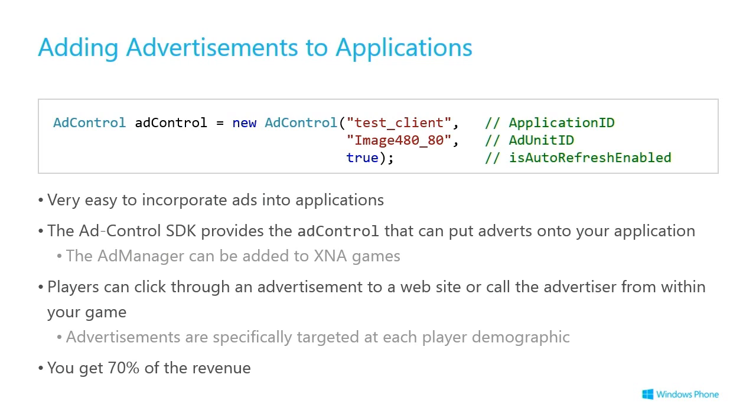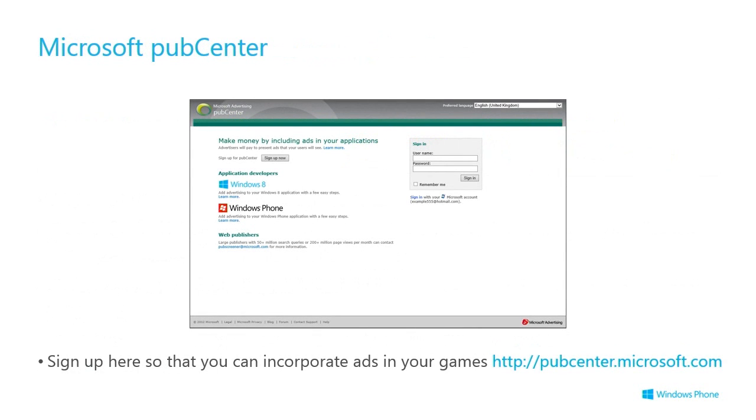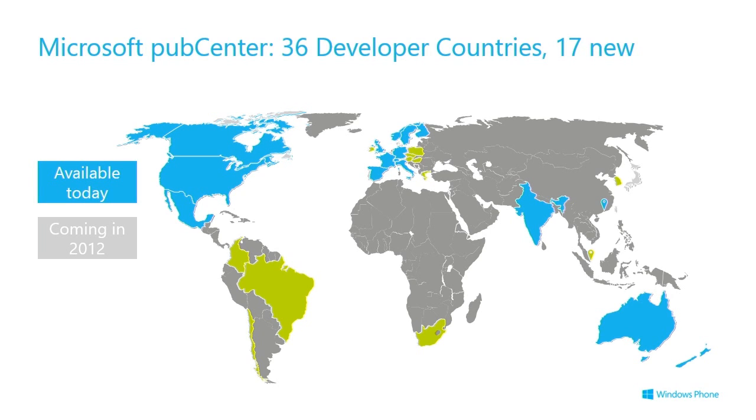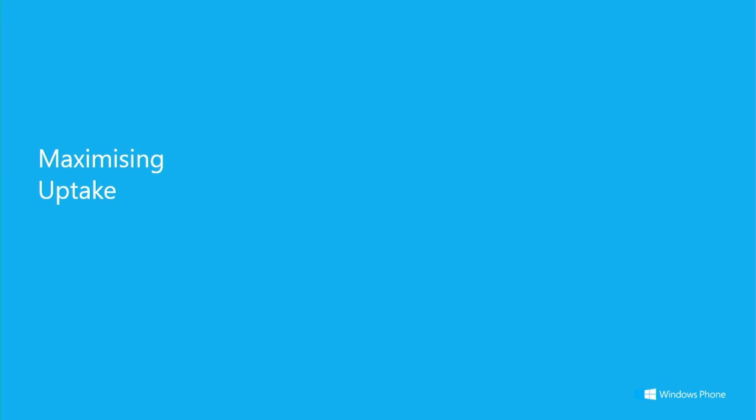Microsoft, to the advertising center, and anybody who clicks through on the advertisement to a website, you will earn money for every click through. You also get money for impressions, so you get 70% of the revenue for that as well. This is the Pub Center where you sign up for this, and you get a special ID that you embed into it. And Pub Center has now been expanded from 36 developer countries, and it adds another 17 with Windows Phone 8, and it's expanding all the time. It's fair to mention there are third-party advertising suppliers as well, so that isn't the only option.